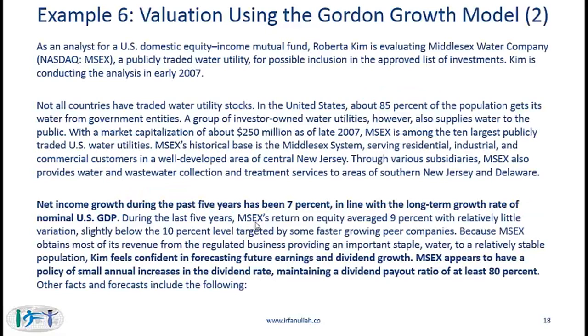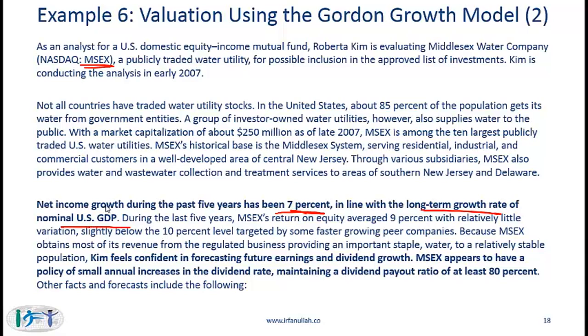All right, let's look at example 6 now. And what I am going to do is just emphasize the most important points here. If you have time, you can pause and read through all this and try to solve it, but let's look at the key points. Net income during the past 5 years has been growing at 7%. So we are talking about a particular company, MSEX, and we are told that the net income has been fairly consistent in that it has been growing at 7%, which is in line with the long-term growth rate of nominal US GDP. So this is a stable company, net income growing at a steady rate.